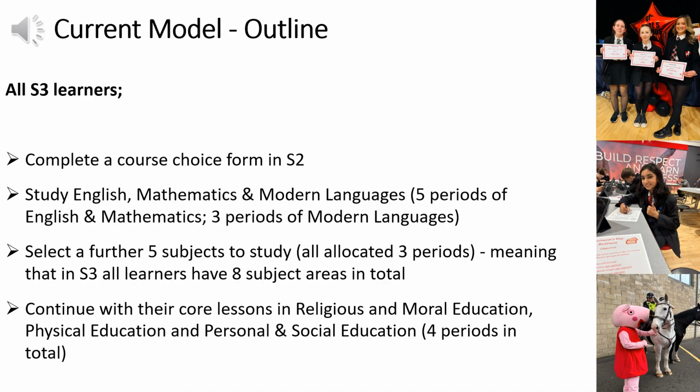Within Modern Languages, all young people study 2 languages, either French and German or French and Spanish. In addition to these subjects, all young people have 4 periods per week spread across core subjects. So all young people have 2 periods of core physical education, 1 period of religious and moral education, and 1 period of personal and social education.